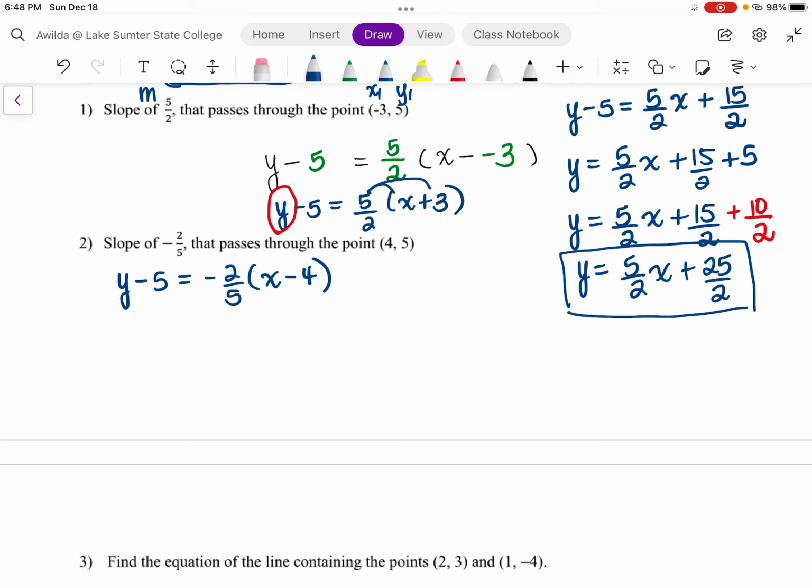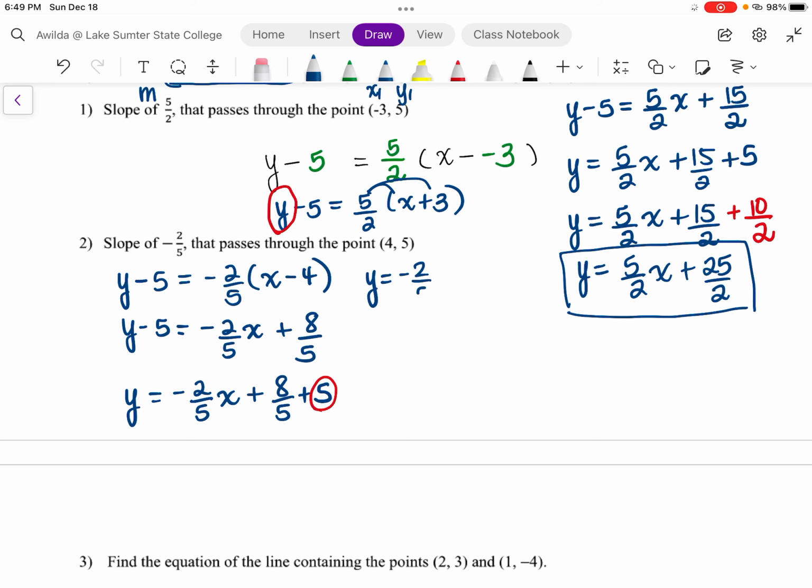Let's distribute the -2/5 on the right. And let's add 5 to both sides. We're going to rewrite that 5 as 25/5. So finally, we have y equals -2/5 times x plus 33 fifths.